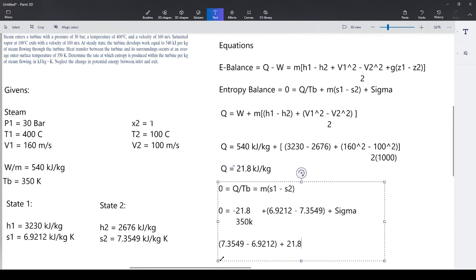21.8. Oh, wait a minute, that should be subtracted, I'm pretty sure. But we'll see how it works out for now. So minus 350K. So you get this right here. And so when you do this, you get your final answer of sigma. And let me see what I get. So 7.3549 minus 6.9212 plus 21.8 divided by 350. And you get 0.495, basically 496.